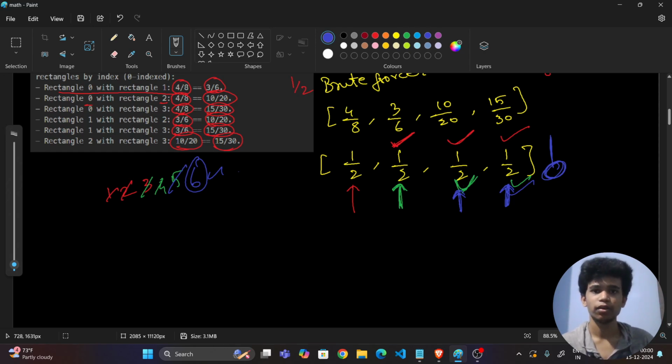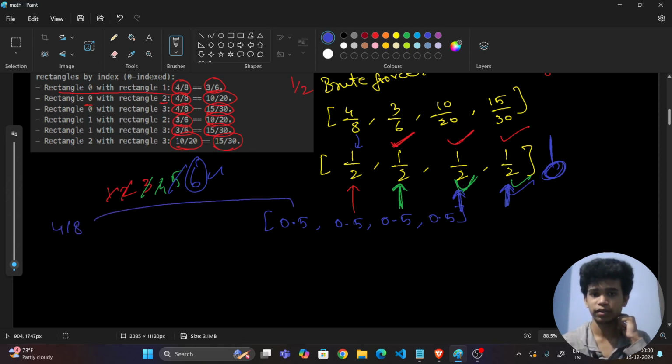Simple, right? It is a simple method, but you may ask how to reduce this 4 by 8 to 1 by 2. Instead of 1 by 2, you can also keep it as 0.5, 0.5, 0.5 and 0.5. That's your convenience. Whenever we divide 4 by 8 in our compiler, it automatically takes 0.5. It won't be like 1 by 2. It can be 0.5 also. For convenience, I took it like this.